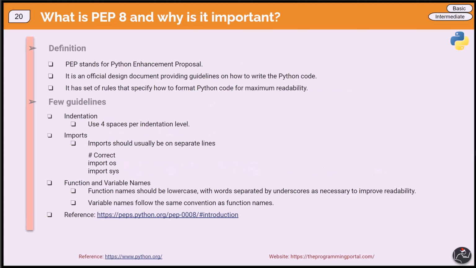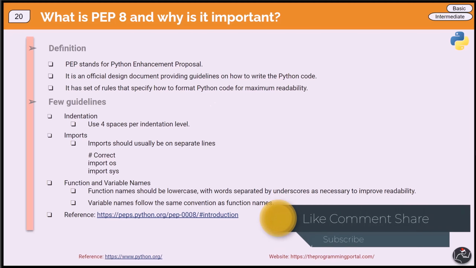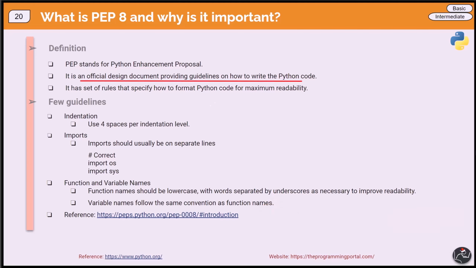Now the next question we have, what is PEP8 and why is it important? And what are a few guidelines we have in it? PEP stands for Python Enhancement Proposal. It is the official design documentation, or you can say some guidelines on how to write Python code. It has a set of rules or guidelines about how we should format our code for better readability.